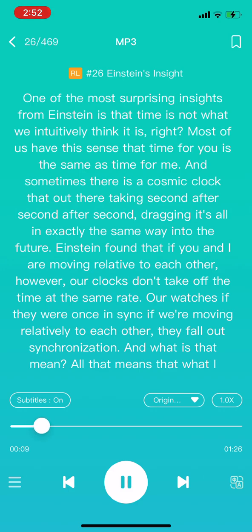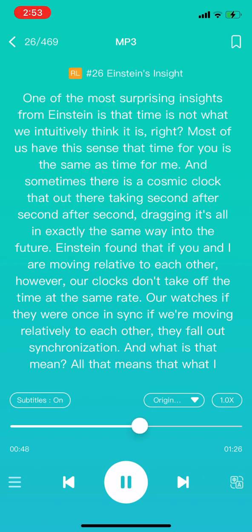One of the most surprising insights from Einstein is that time is not what we intuitively think it is, right? Most of us have this sense that time for you is the same as time for me. In some sense, there's this cosmic clock that's out there ticking second after second after second, dragging us all in exactly the same way into the future. Einstein found that if you and I are moving relative to each other, however, our clocks don't tick off time at the same rate. Our watches, if they were once in sync, if we're moving relative to each other, they fall out of synchronization.